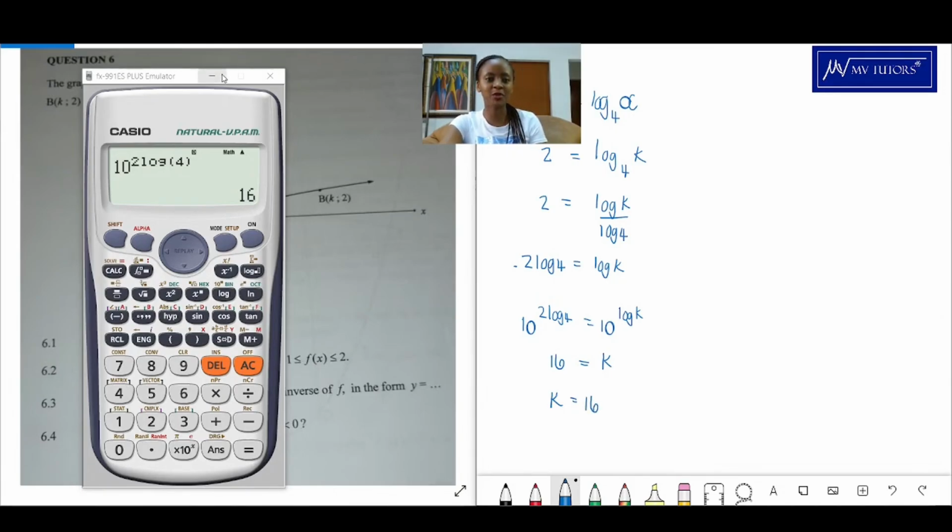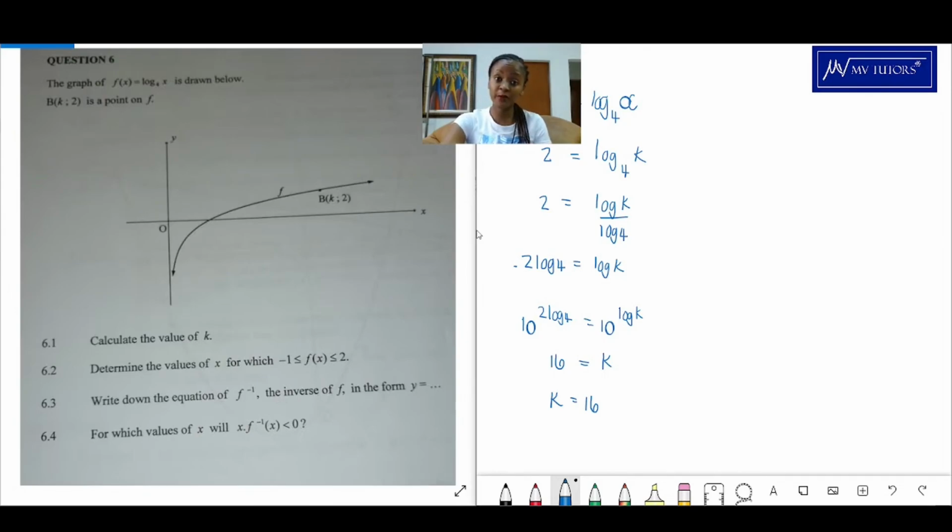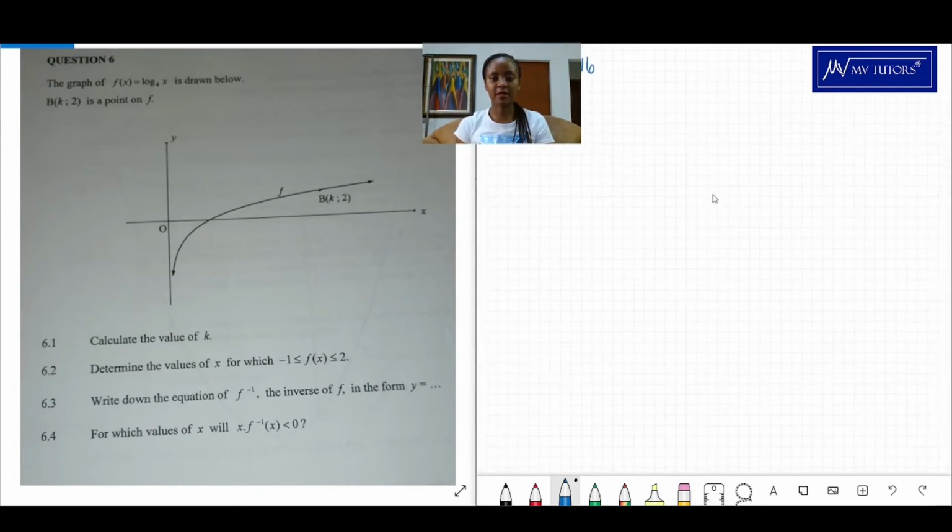Now I know it's a long route. You probably know a shorter way of doing it, but this is me showing you an alternative to what you are used to. So that is 6.1. And now 6.2, we're going to answer it in a similar manner.